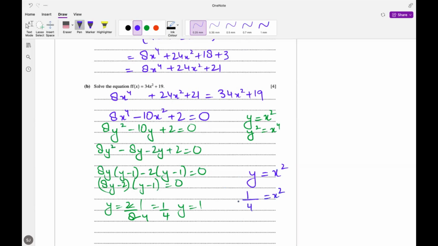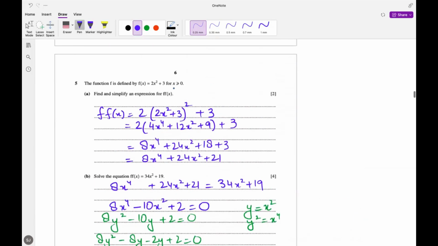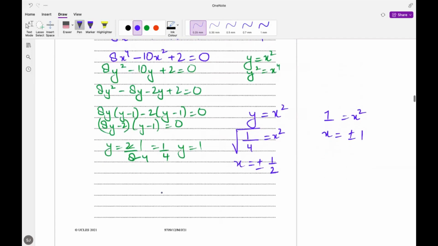To find the value of x, we'll take the square root of 1 upon 4. So x will be equals to plus minus 1 upon 2, as the square root of 1 upon 4 is 1 upon 2. And y was also equals to 1. So we'll write 1 equals to x squared, and x will be equals to plus minus 1. But as in the question, it says that x must be greater than or equals to 0. So the two values of x will be equals to 1 and x will be equals to positive 1 upon 2. So these will be the final two values for x.